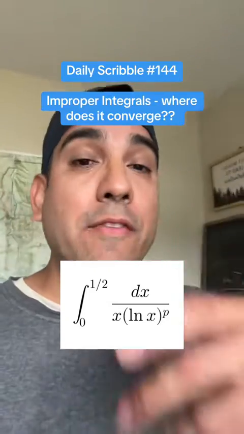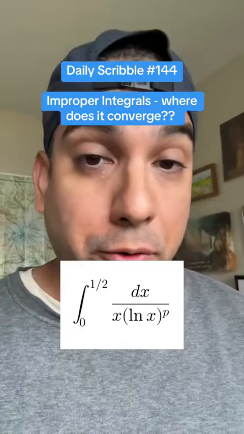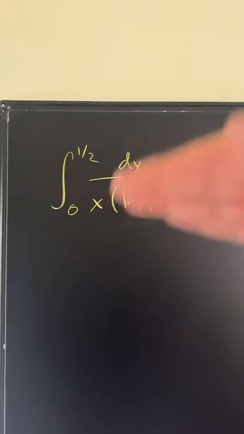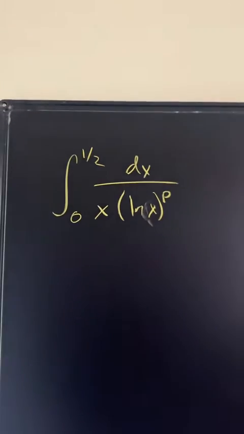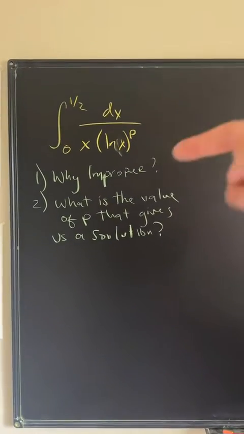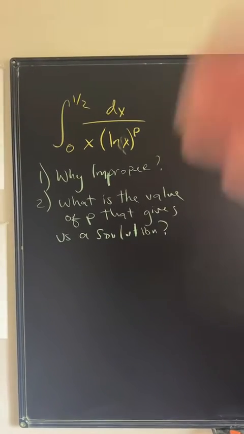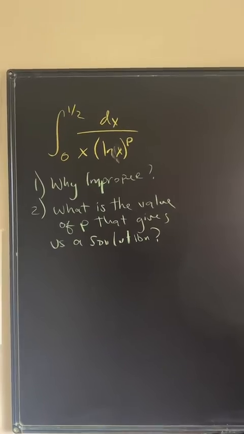Let's discuss a type of integral that many calculus students don't see until Calc 2, and that's an improper integral. So here we have the integral from 0 to 1/2 of dx over x times the quantity natural log of x to some power p. What we're going to talk about is, one, why is this an improper integral? And two, what is the value of p that is going to give us an actual solution to this integral?